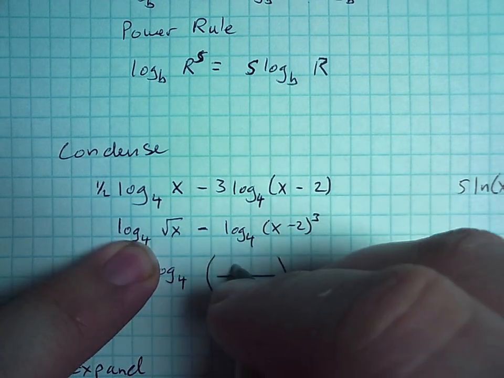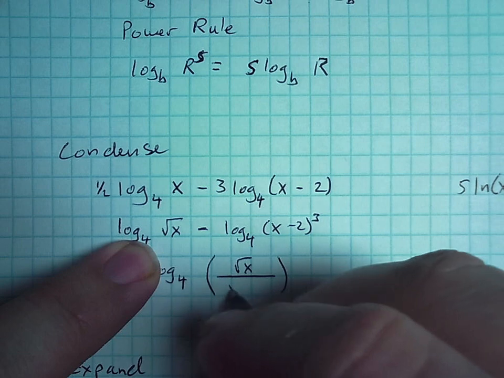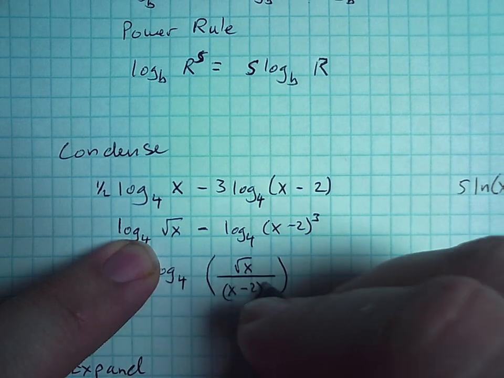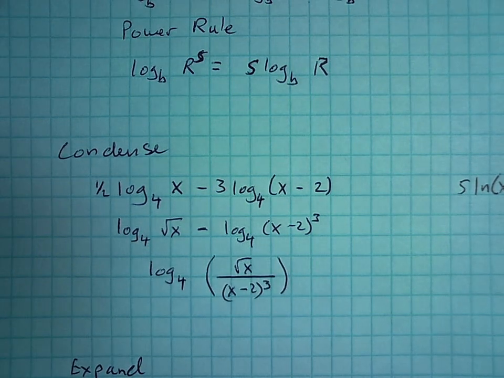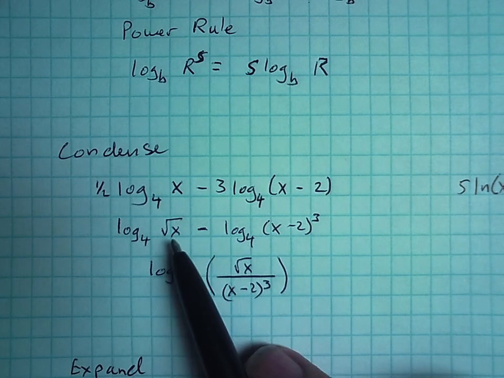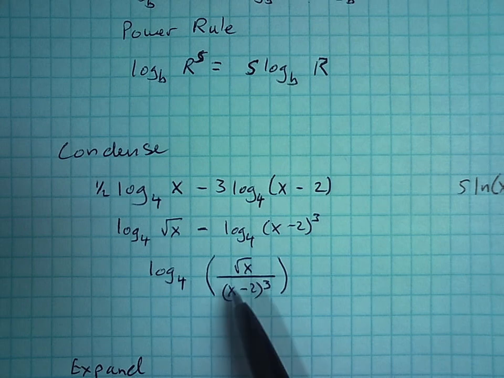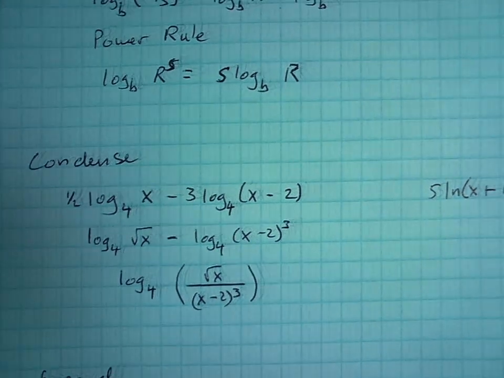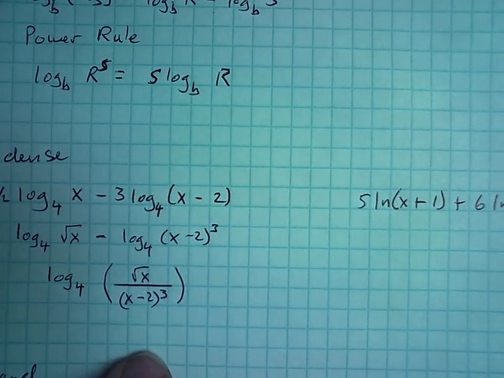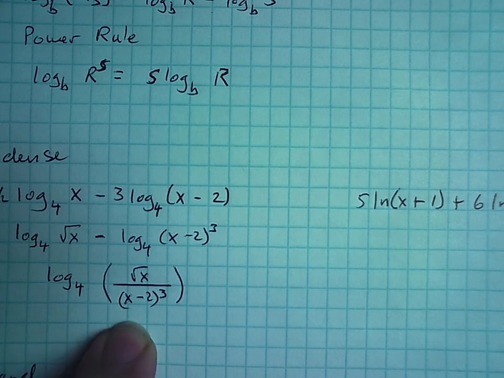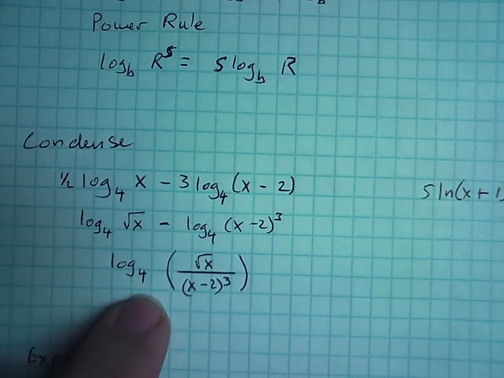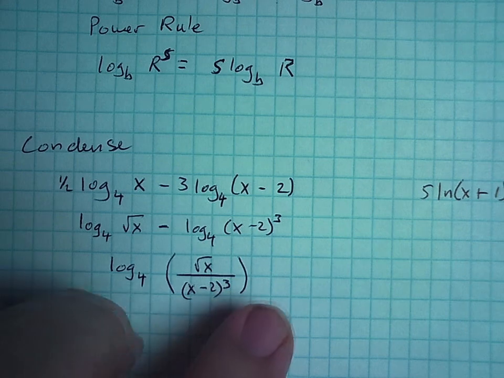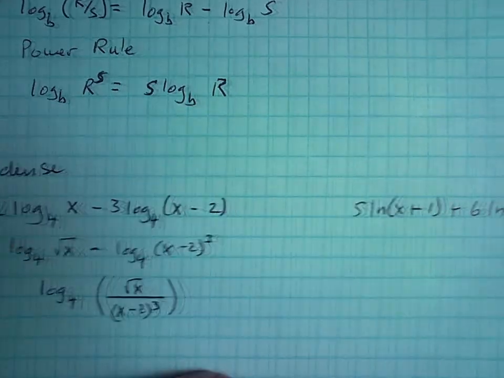So the top becomes the square root of x, and the bottom is this x minus 2 cubed. And that's really all there is to condensing a logarithmic expression. If you have one that has numbers instead of variables, you may want to do some arithmetic to simplify the argument there. But in this case, there's not any simplifying to do. So this is now condensed. It's one logarithm, which hopefully you're planning to do something with.